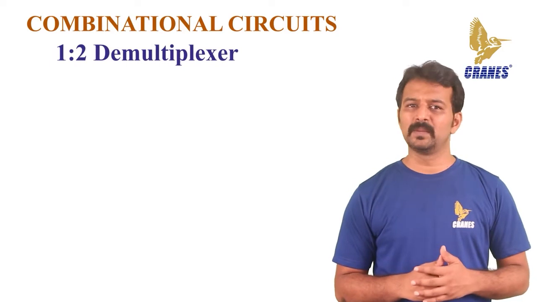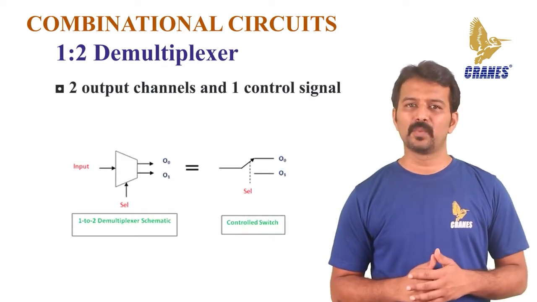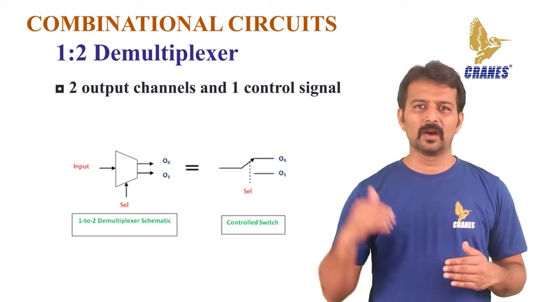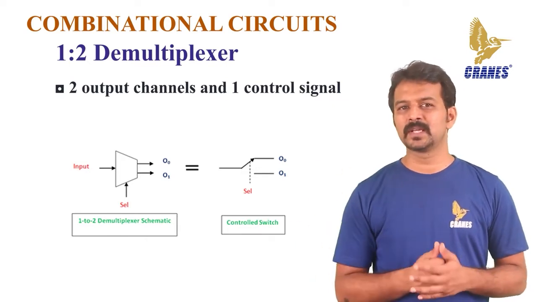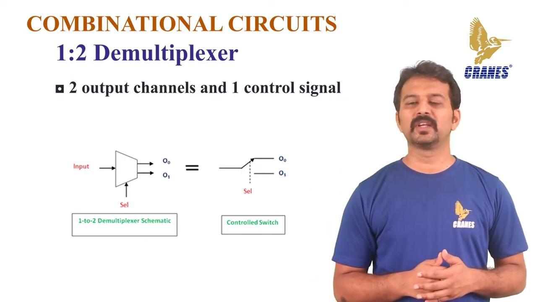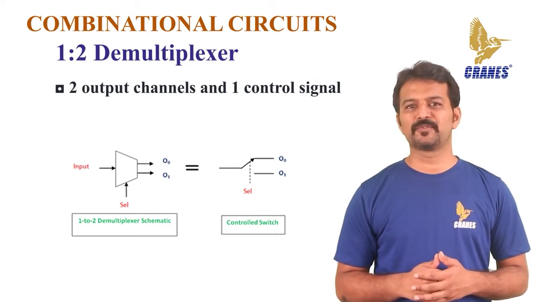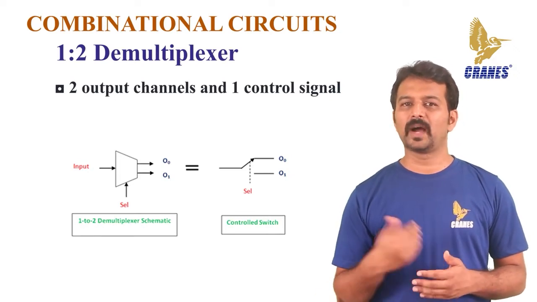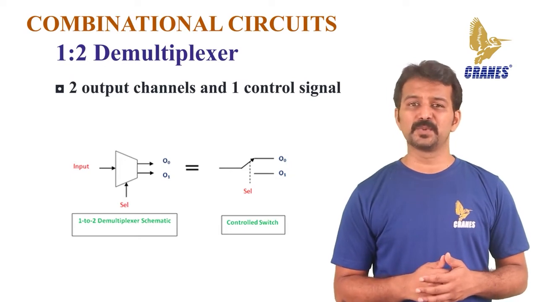1:2 demux. This demux has 2 output channels and one control signal. When the control signal is 0, the first output channel is selected. When the control signal is 1, the second output channel is selected as the route for the input data. There is also an enable bit which is used for enabling and disabling the circuit, which can be active high or active low. The figure shows the working of a 1:2 demux.